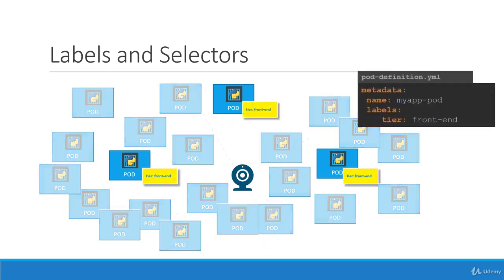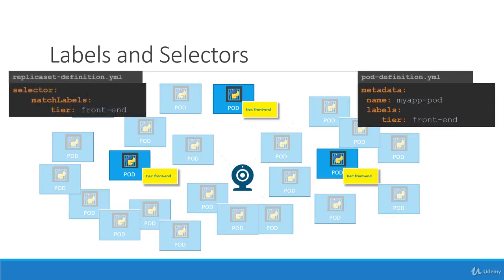We could now provide these labels as a filter for the replica set. Under the selector section, we use the match labels filter and provide the same label that we used while creating the pods. This way, the replica set knows which pods to monitor. The same concept of labels and selectors is used in many other places throughout Kubernetes.